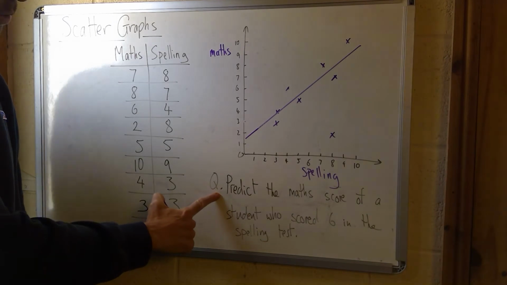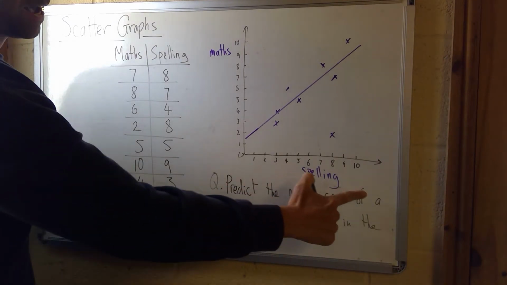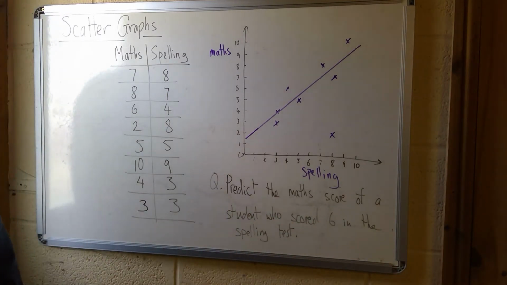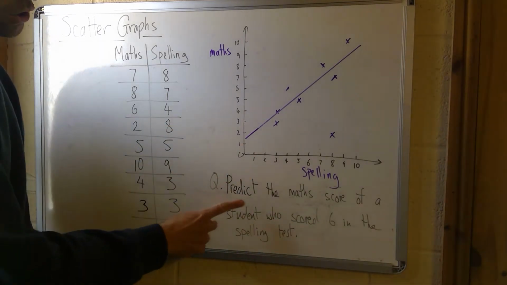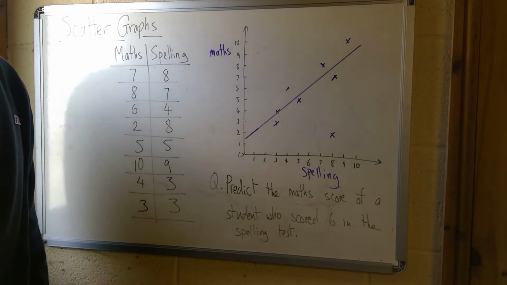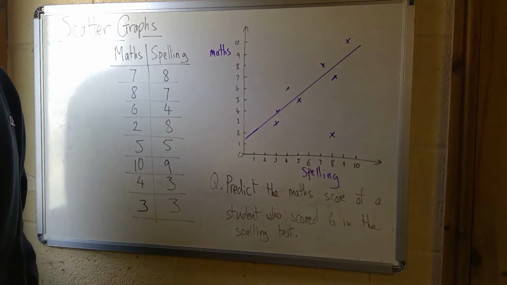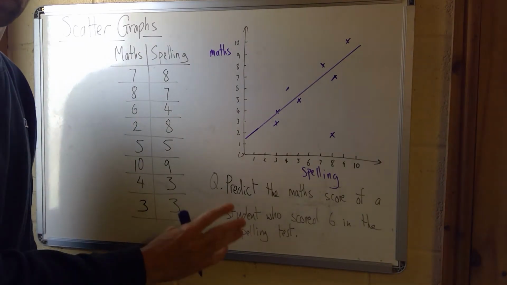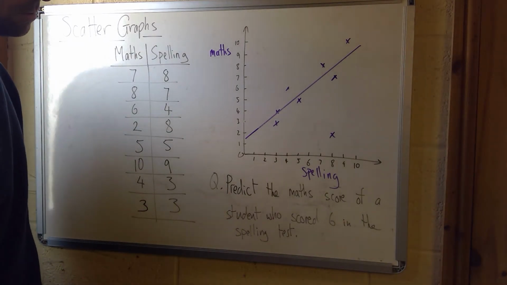And then we can use this line of best fit to predict what could have happened. So we have a follow-up question here. It says predict the maths score of a student who scored 6 in the spelling test. So if this student got 6 in the spelling test but missed the maths test, if they fit in with the pattern, we can predict what they might have got. It's only a prediction, but it's the best we can do.